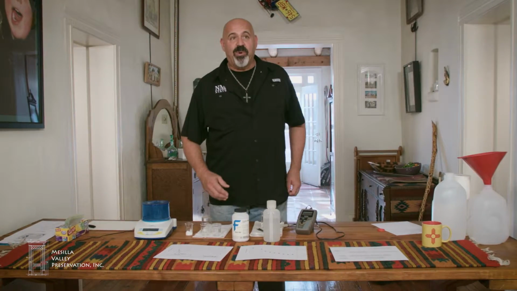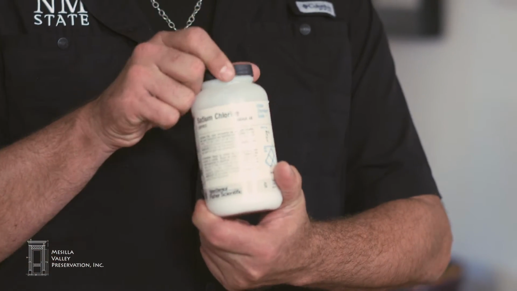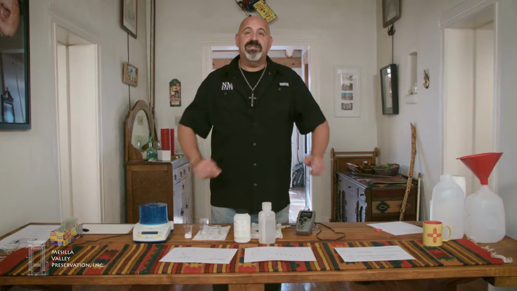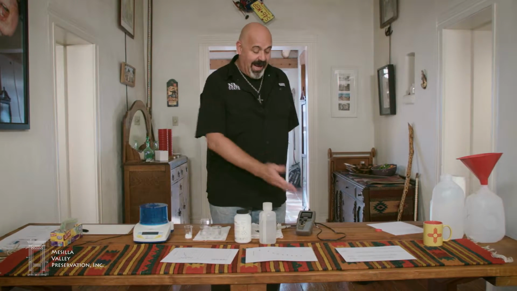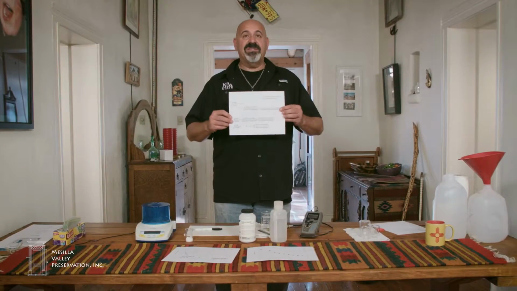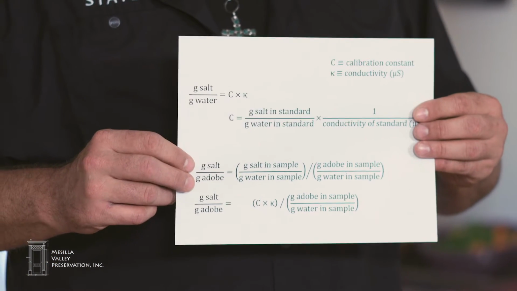So to calibrate this probe, what I'm going to do is use a standard sodium chloride material and some distilled water, and I'm going to make a solution of known concentration, and I'm going to measure the output on the meter. I have a single slide here that shows essentially the calculation that we're going to perform.